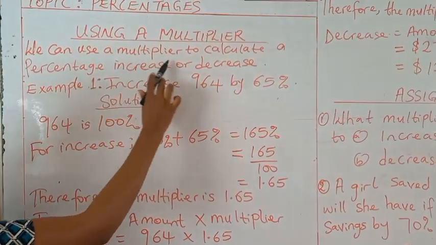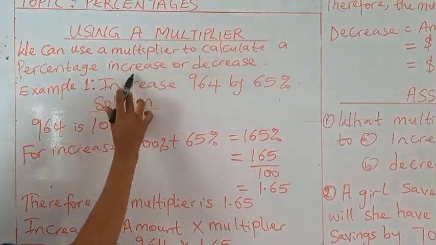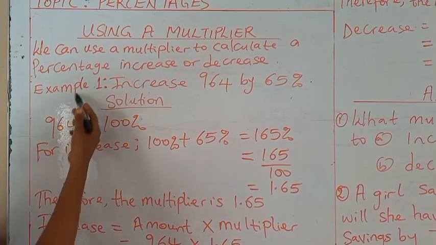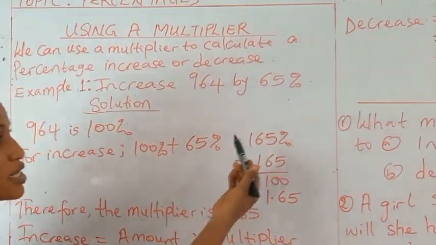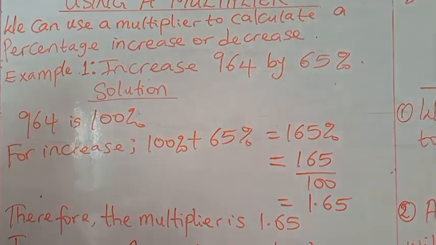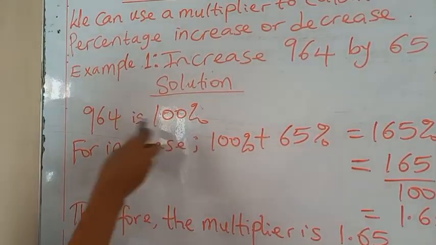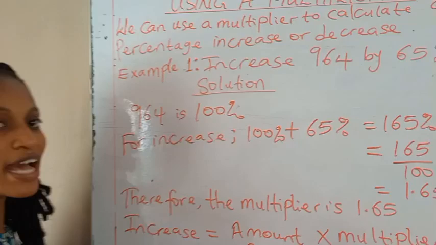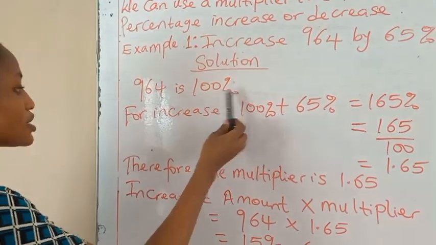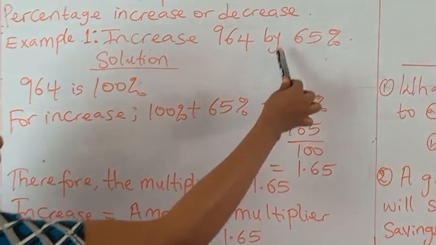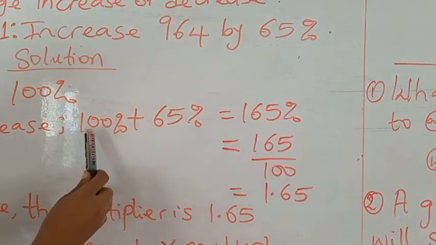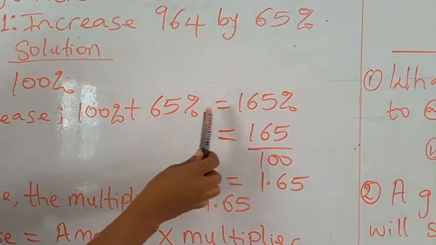The second method we talk about is using a multiplier. We can use a multiplier to calculate a percentage increase or decrease. Example 1. Increase 964 by 65%. 964 is 100%, which is the original. Original always has a full percentage, 100%. Therefore, increase: 100% plus what you were told to increase it with, 65%. So I have 100% plus 65%.